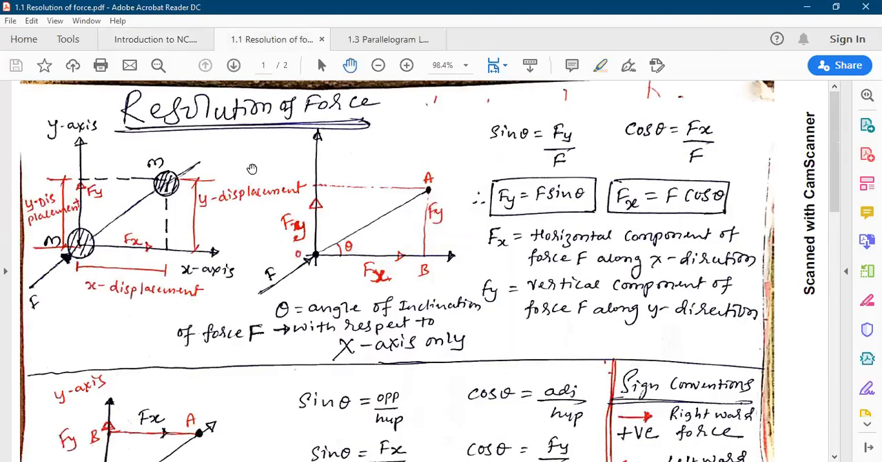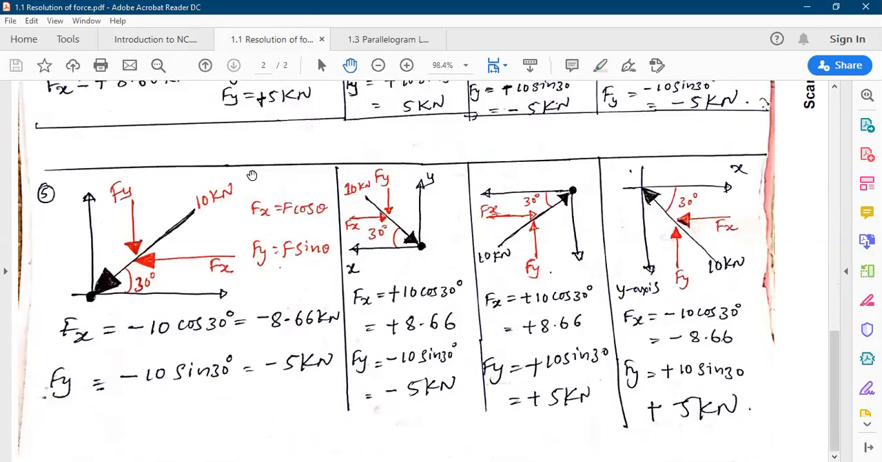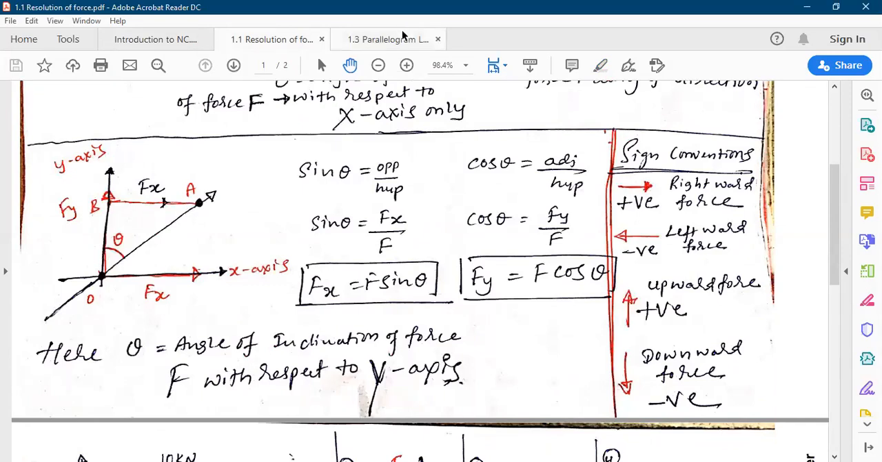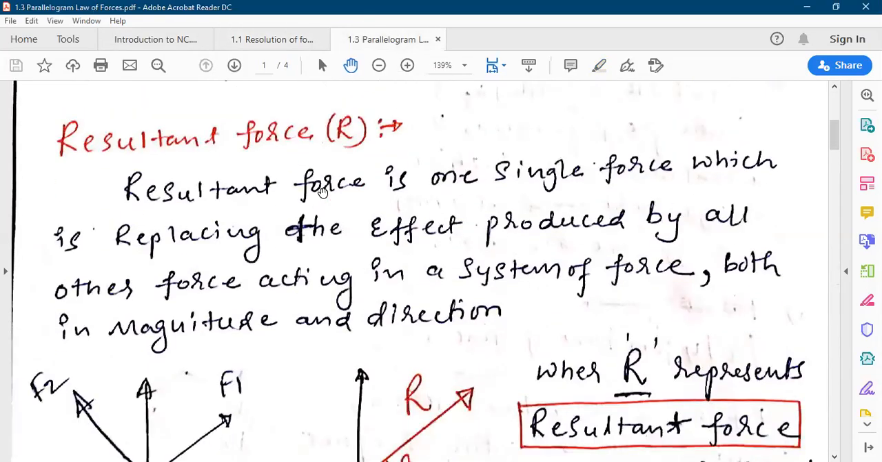In lecture number 4, Professor Madhav Rao has given the clear definition of resolution of force. In this lecture number 5, we'll once again go through the resolution of force and solve some simple numerical problems associated with it, considering their sign conventions. Let us also look into the composition of force and resultant of force.